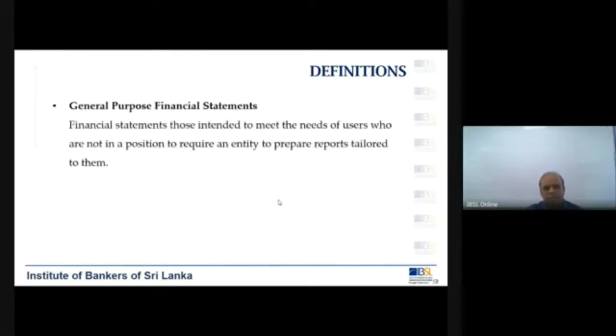Then, as usual, we will have to look at some definitions. So what are general purpose financial statements? Financial statements intended to meet the needs of users who are not in a position to require an entity to prepare reports tailored to them. So as I told you, general purpose financial statements are for people who do not have access to the organization to get information then and there. Okay.